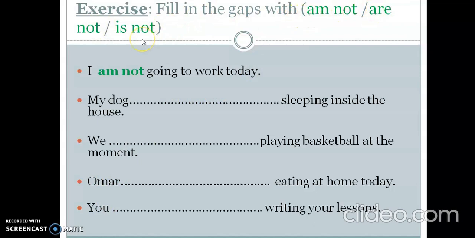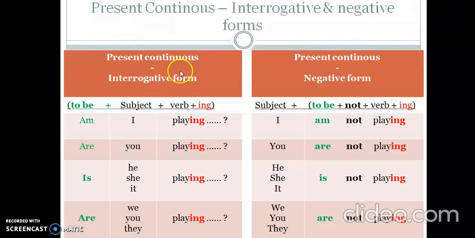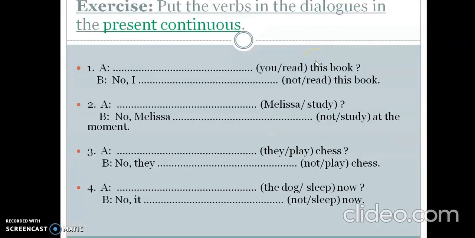Then we have another exercise. We have 4 dialogues. For example, dialogue 1, we've got a question and an answer. The answer here is negative. So for the question, we need to use the interrogative form, this one. And for the answer, we need to use the negative form because we have no here and we have not between brackets. So the verb here is read, the subject is you.